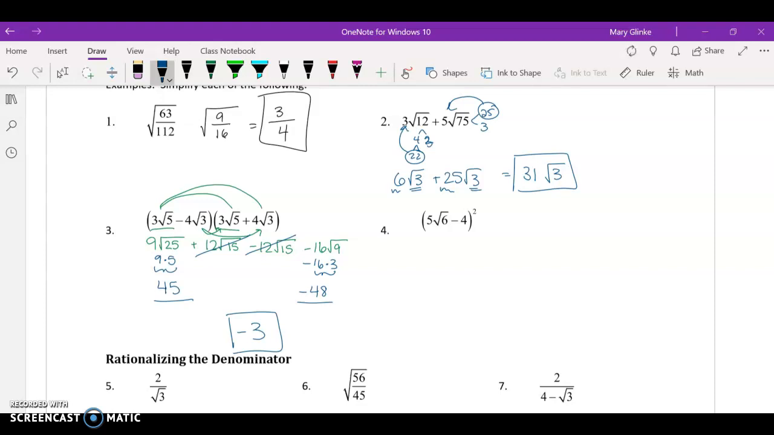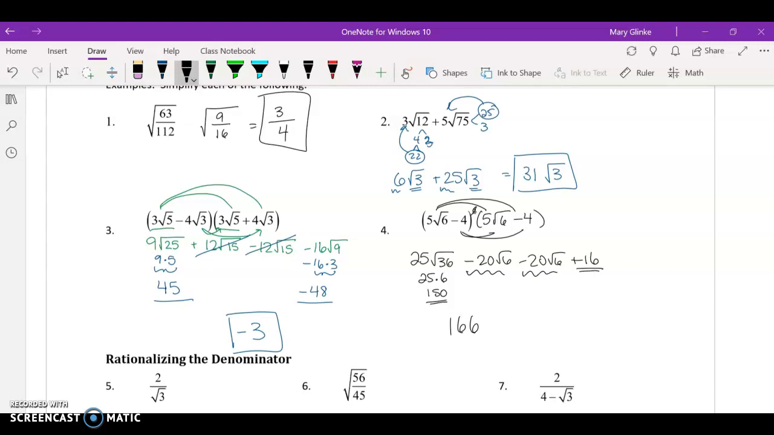For number 4, we have this quantity squared. So instead of squaring each part, we actually have to write it twice and distribute. Otherwise, we're going to get an answer that doesn't actually work. So we're going to use our distributive property to get 25 root 36 minus 20 root 6, minus 20 root 6 again, plus 16. And then we're going to continue to simplify. So 25 times 6 is 150. 150 and the 16 combined together to get 166. And we do have like terms here, so it's minus 40 root 6.